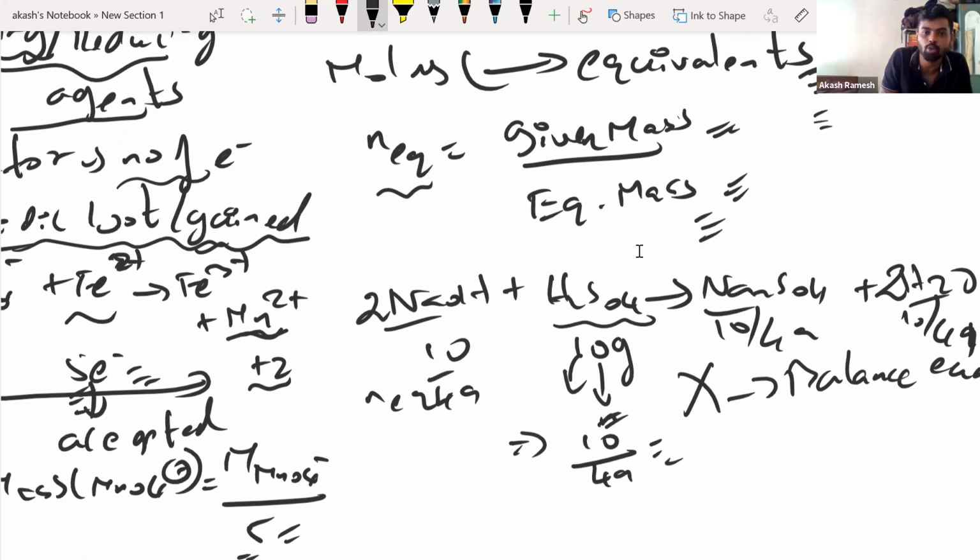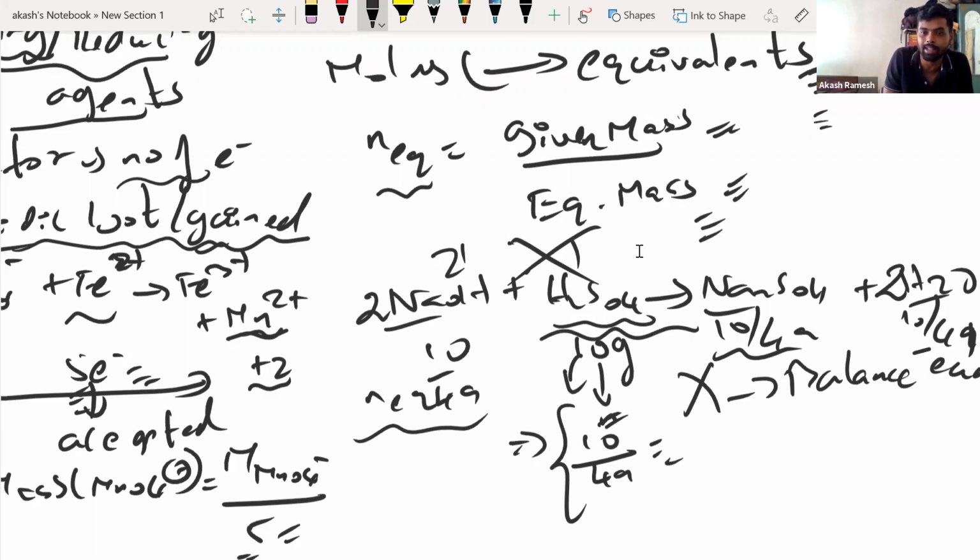You do not have to worry about how the number of moles will change. What is the ratio here? Ratio is 2 to 1. Nothing is required. Once you find the number of equivalents of one of them, all the others, the reactants and products, everything will have the same number of equivalents. That is the beauty of equivalent concept. You do not require a balanced chemical equation. Once you find the number of equivalents of any one reactant or any one product, the problem is solved. You just have to put the same value for all the other things.